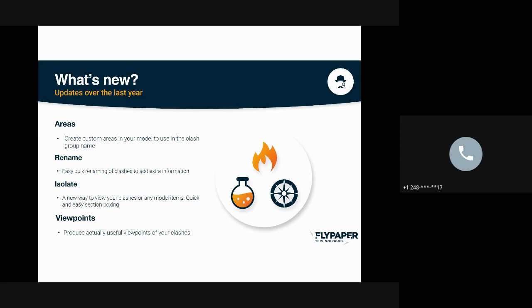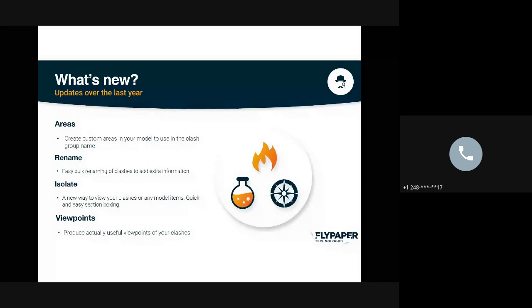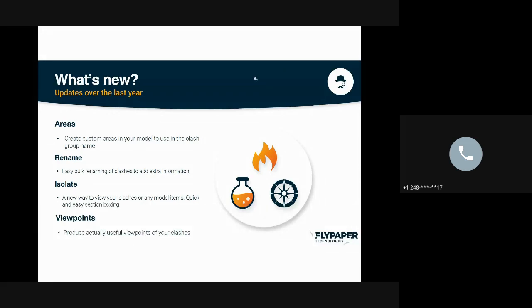And then the latest feature that came out last week is our viewpoints feature, and it was meant to be able to produce actually useful viewpoints of your classes. The reason I say that is we all know the viewpoints reporting out of Navisworks just gives you that 3D view that you have set up, but you lose all of the highlighting that the class detective can have, and all the extra information that tells you where those classes are and who they're assigned to and things like that.